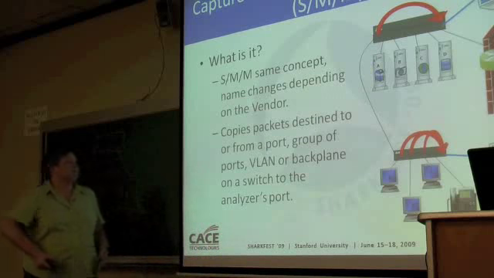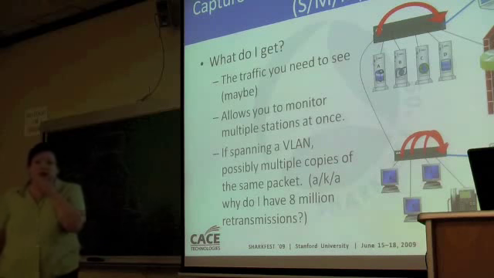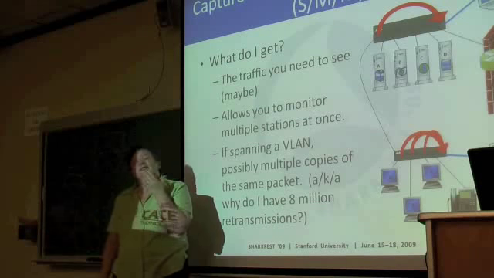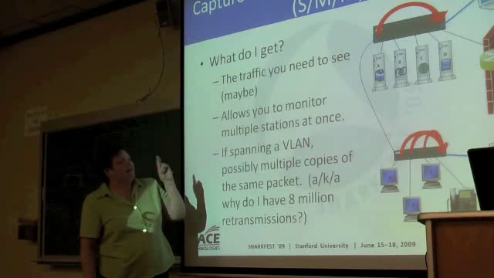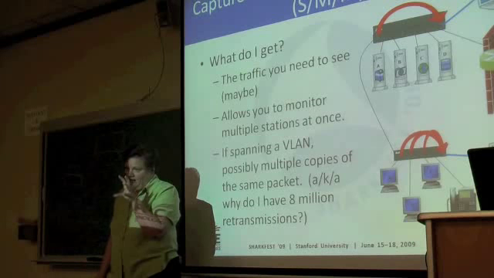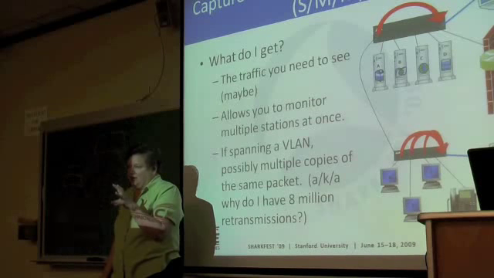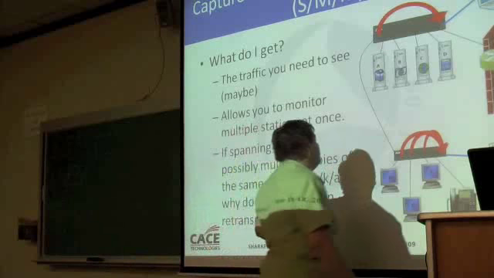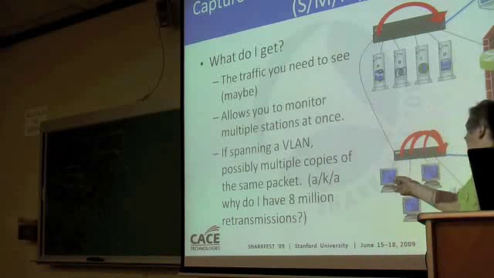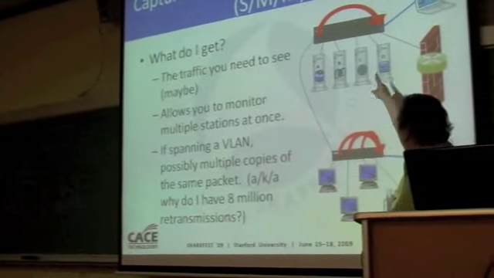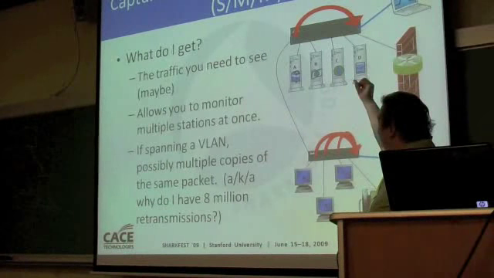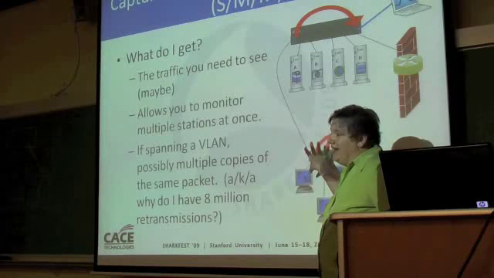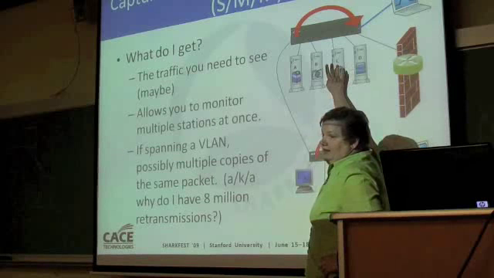All right. So what do I get? The traffic that I need to see. Maybe. Maybe not. That's going to completely depend on how I set up the span and where I set up the span. So for example, let's say that my goal is to watch X talk to server C. So what I need to know is the physical path that takes to get on up into C.